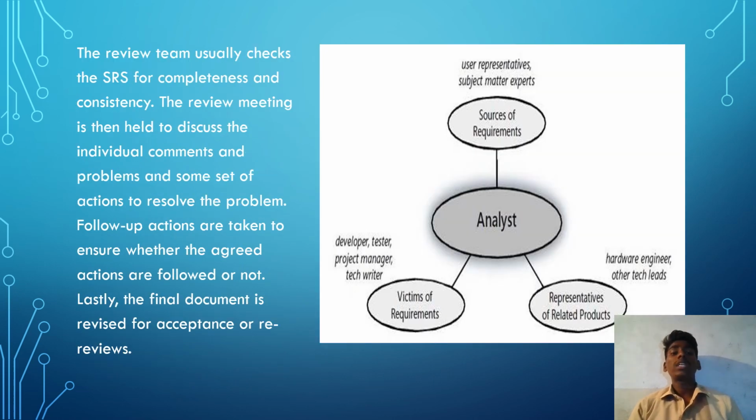The review team usually checks the SRS for completeness and consistency. The review meeting is then held to discuss the individual comments and problems and some set of actions to resolve the problem. Follow-up actions are taken to ensure whether the agreed actions are followed or not. Lastly, the final document is revised for acceptance or review.